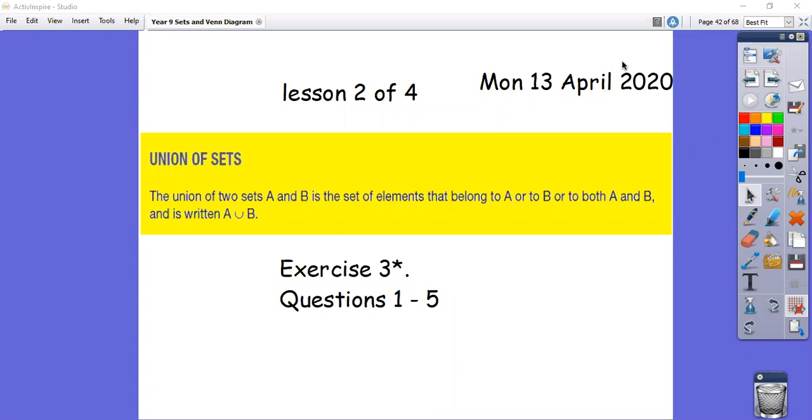We're now going to do lesson 2 of 4. We're still going to continue with yesterday's learning intention, which was the union of sets. And we're now going to do exercise 3 with a star, questions 1 to 5. Remember, the union of two sets, A and B, is a set of elements that belong to A, or to B, or to both A and B. It is written as A union B.